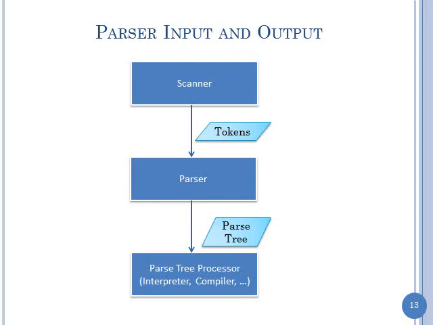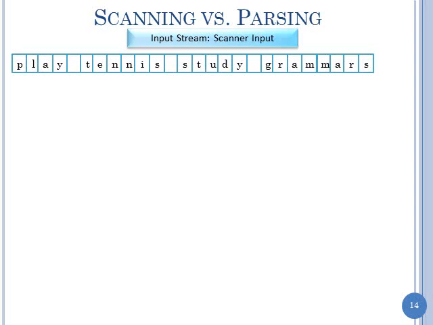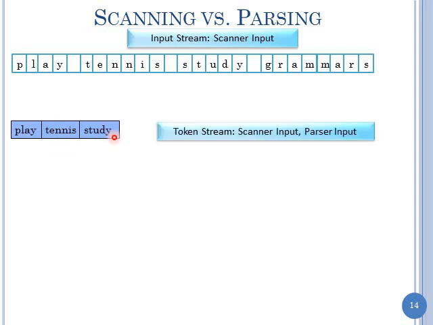So parsing is not the same as scanning, even though in my example I'm going to combine that also just because the example is so simple. Just to show you, here is my input stream, and it's got these sentences in it. And my scanner will produce these tokens out of it: play, tennis, study.